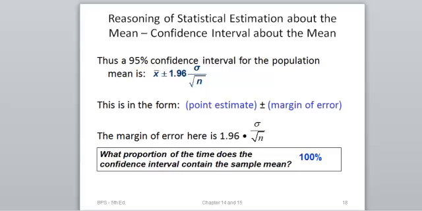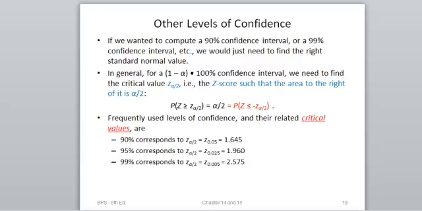Now, there can be many other levels of confidence, but the three that we're going to focus on, especially for quizzes and your tests, will be what you're going to see on this slide here. If we want to compute a 90% confidence interval or a 99% confidence interval, we would just need to find the right standard normal value. In general, for a (1 minus alpha) times 100% confidence interval, we need to find the right critical value. That is the z-score such that the area to the right of it is alpha divided by 2.